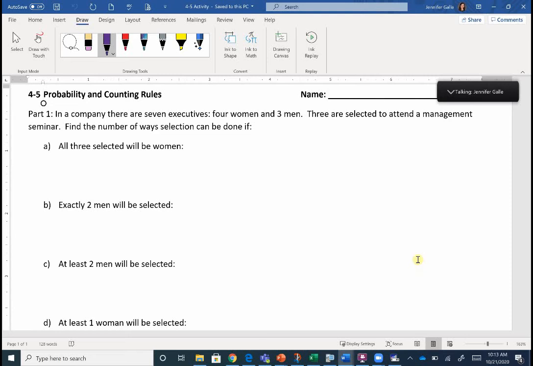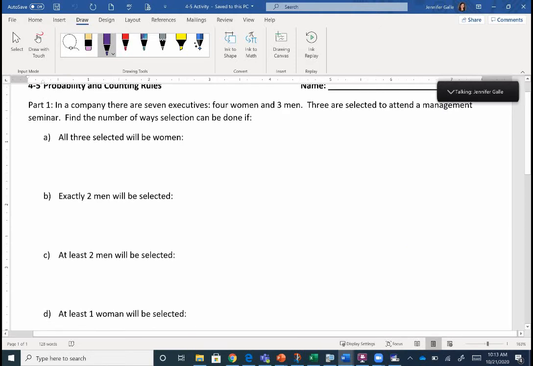Our probability unit, and we're just combining what we did yesterday with probability. Yesterday we just discovered our counting rules to figure out how many total outcomes were possible. Now we're going to use that idea to help us find some probabilities. Before we get into the probability piece, though, in part one, just a refresher on what we did yesterday, or just kind of a piece of it, I should say.